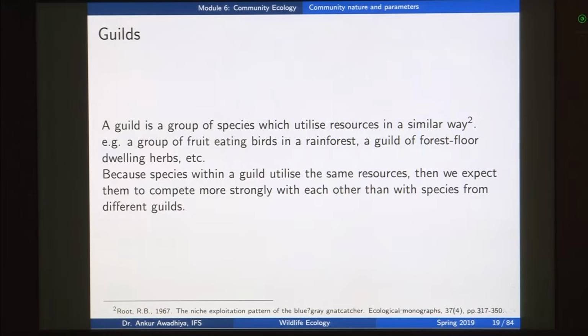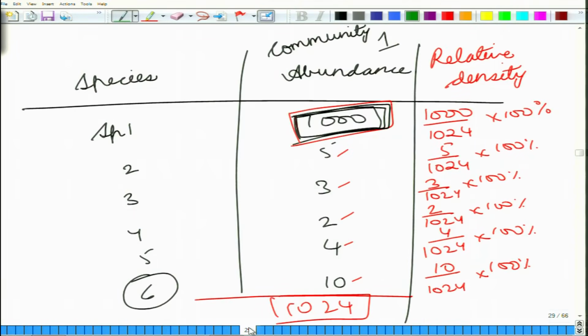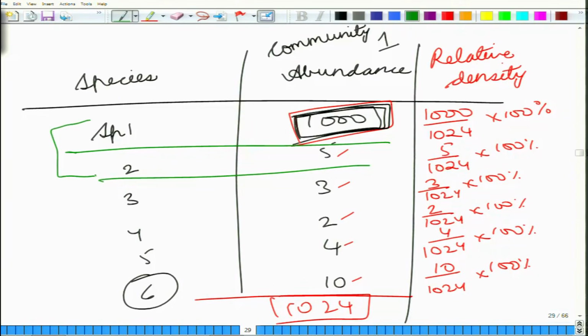Now, let us have a look at guilds. A guild is a group of species which utilize resources in a similar way. Now, when we were talking about a community, here we were saying that we have so many individuals of species 1, so many individuals of species 2. Now, there is another way to understand the structure of the community, not just species wise, but we can group these species. So, probably both of these species are say producers. So, you have 2 species of grass in this community. So, we can club both these species together.